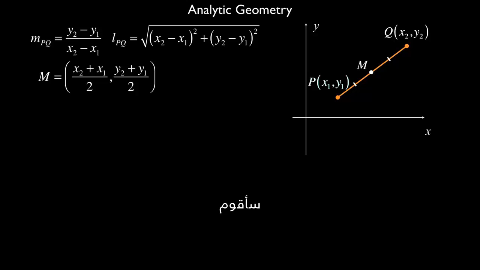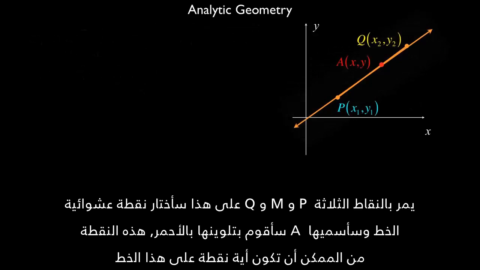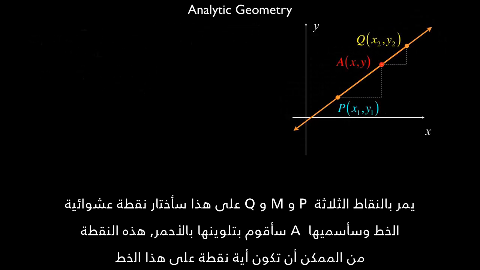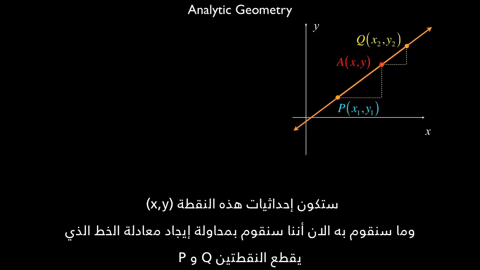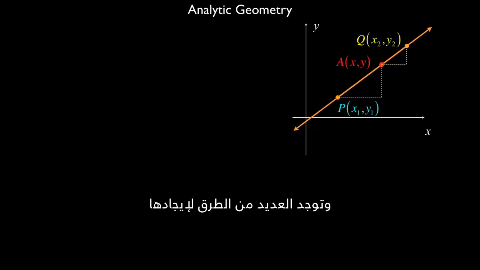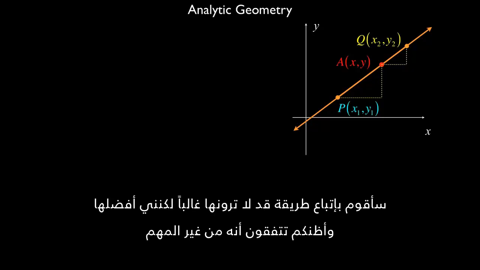So now I will draw the line that passes through points P and Q, and I'm going to pick an arbitrary point A, which I will call XY. That red point could be any point on this line passing through PQ. What I would like to do is find the equation of that line passing through P and Q. There are a variety of ways to do it, but I'm going to do it this way just because it's a little bit different. Not all teachers will teach it this way. I just want to show it to you this way.